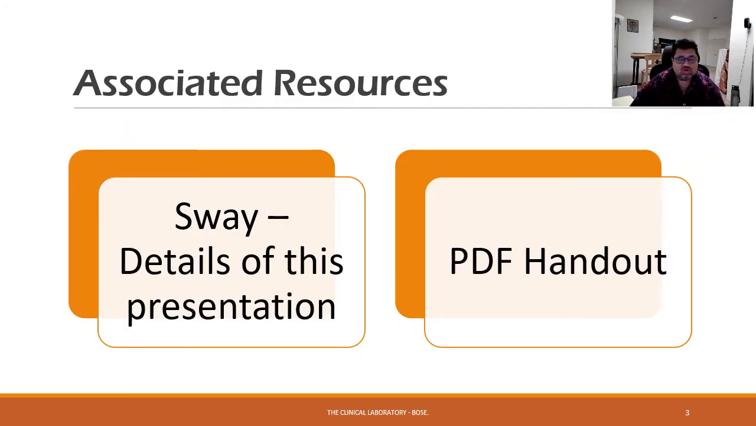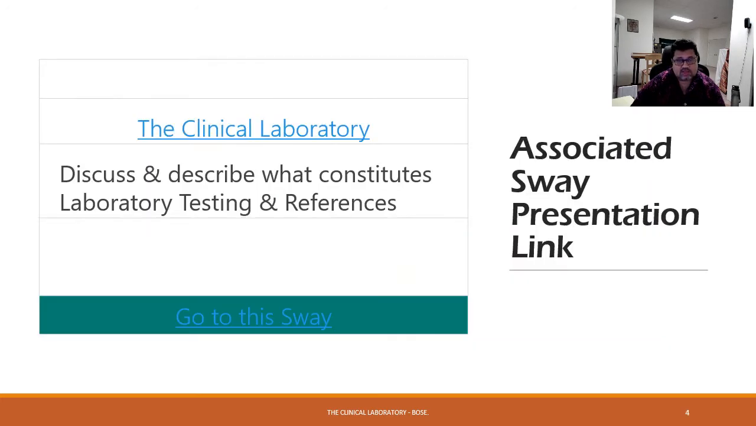There are two associated resources with this presentation that you must use for your self-study of the lab values section. So there is a SWAY and there is a PDF handout. The SWAY is linked here, but it will also be available from Teams in the self-study section of the pathology course. Go to the SWAY and look at all the written as well as video materials explaining different areas.